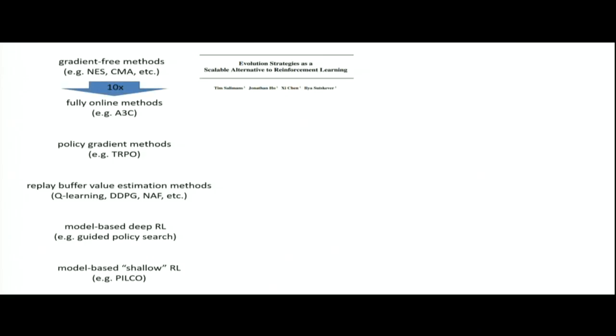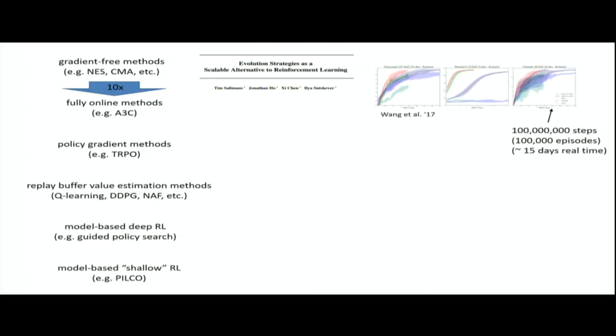And each of these rungs in the ladder actually has a sample complexity difference of about 1 order of magnitude. So this is an example of a paper that uses stochastic search, evolutionary strategies, and their reported results on standard benchmark problems are about 10x more samples than fully online methods like A3C. So for most of these comparisons, what I'm going to use is this simulated cheetah task, which some of you might have tried on homework 1.